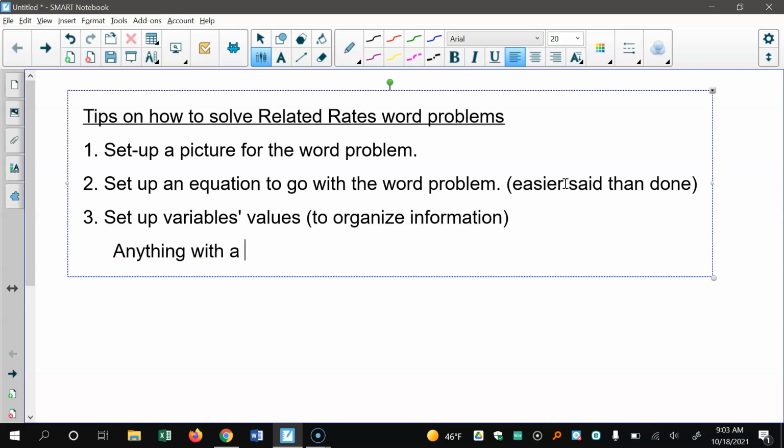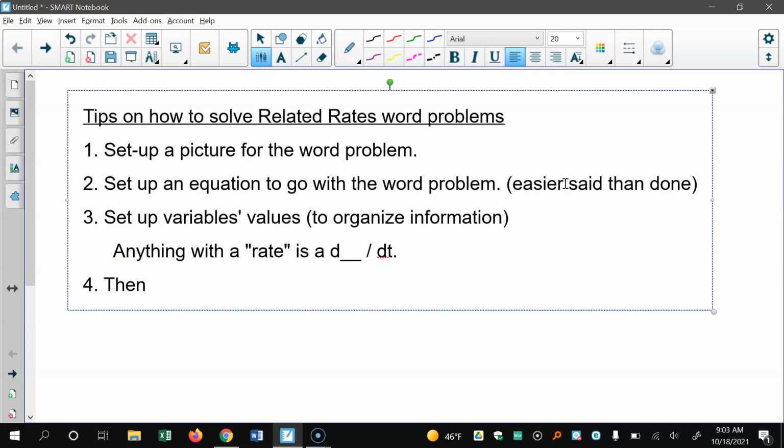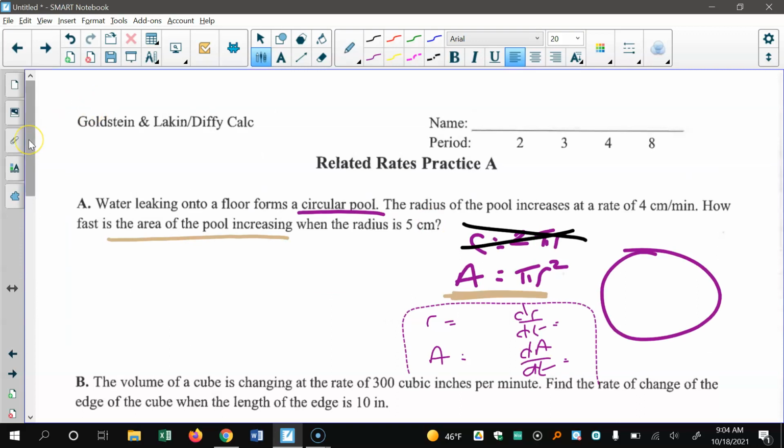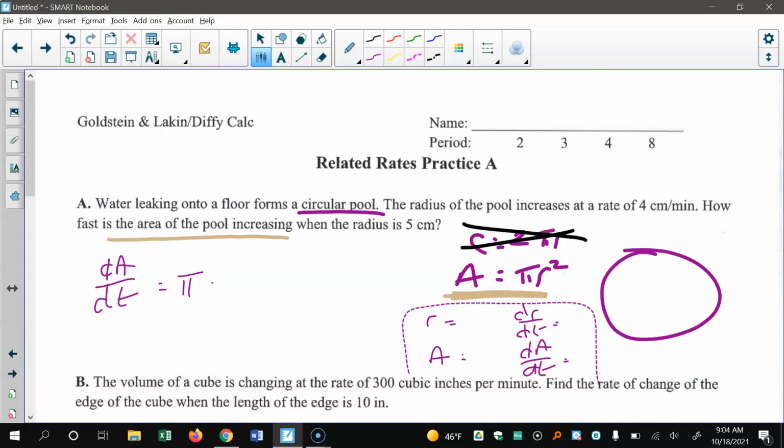Anything with a rate is a d something dt. And then after that, take the derivative with respect to time, plug in values, and solve. So what we're going to do here is take the derivative of A equals pi r squared. The derivative is dA/dt with respect to time. Remember that pi, nothing happens to that. So pi times the derivative of r squared, which is 2 times r times dr/dt.